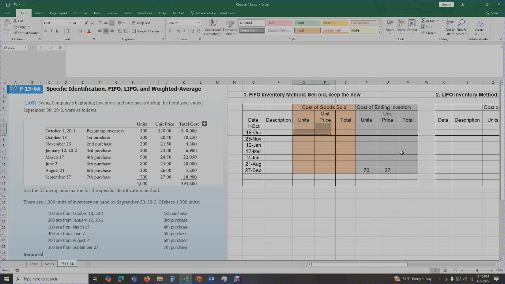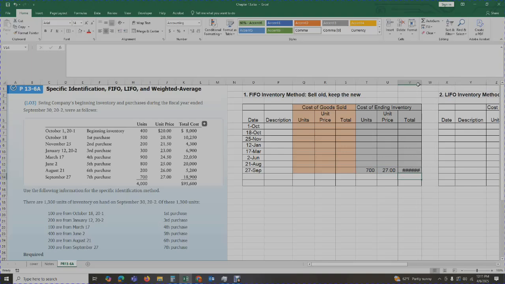Let me go ahead and put commas on all of this, just for the dollar amounts, not the units. So I need 700 units at $27 a piece. I'm going to multiply them to get my ending inventory amount. Those units are valued at $18,900. That's 700 units.